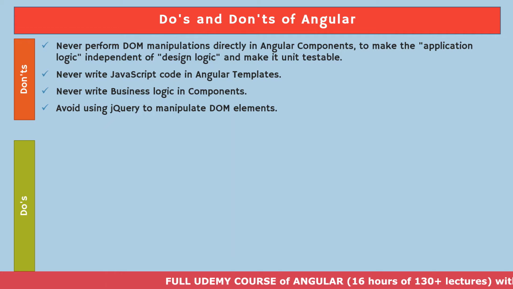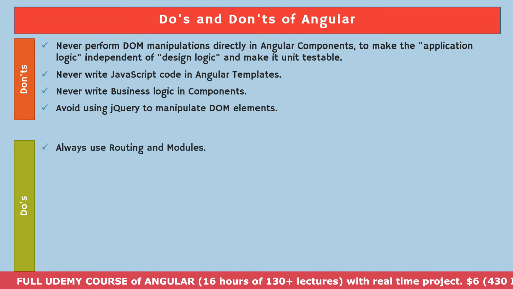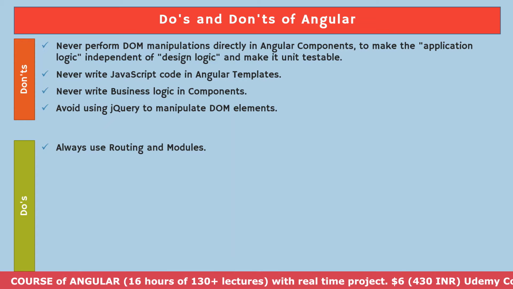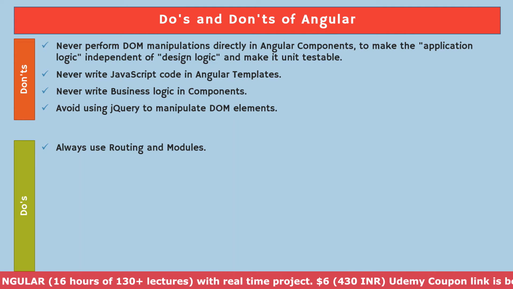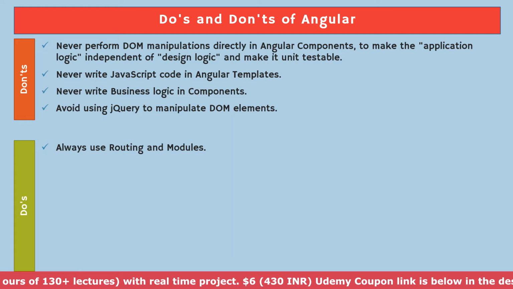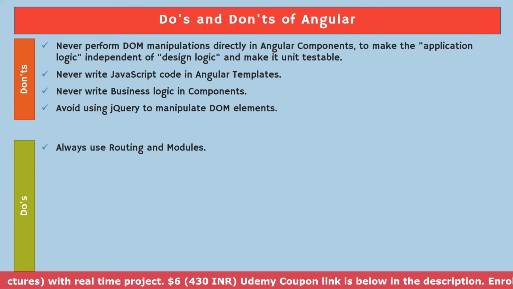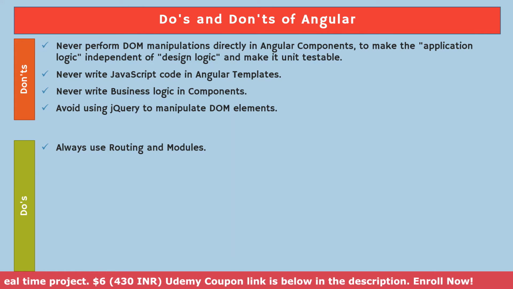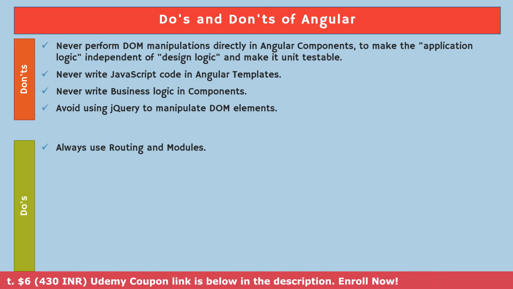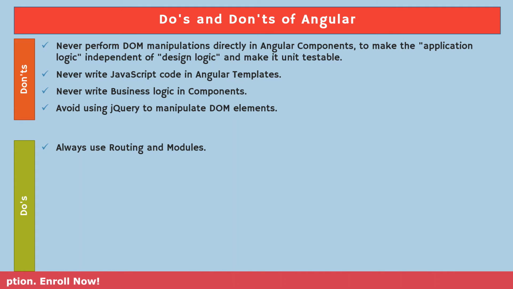Do's of Angular. First one, always use routing and modules. Angular routing allows you to create navigation among pages in an Angular application such as home page, dashboard page, and other pages. It is recommended to always use routing and create a parent route with some child routes for every Angular module. For example, for the finance module, you need to create a finance parent route.